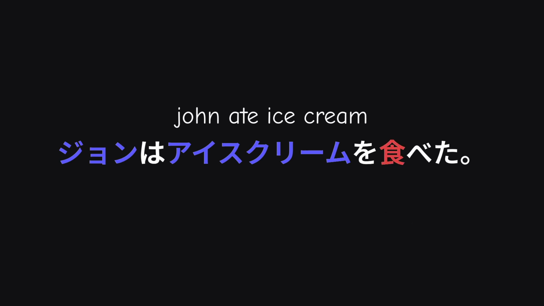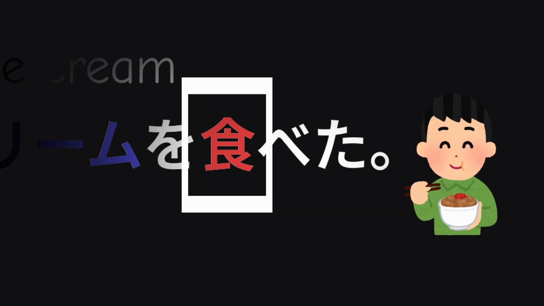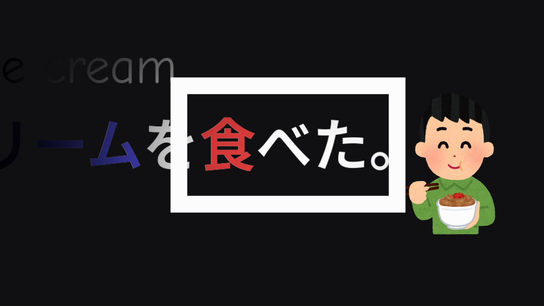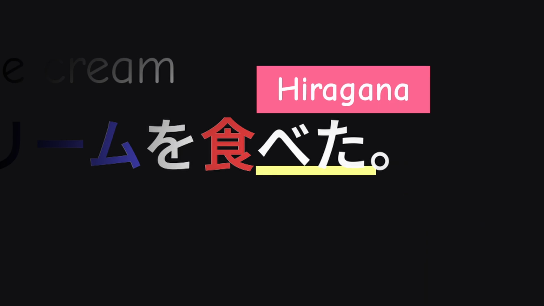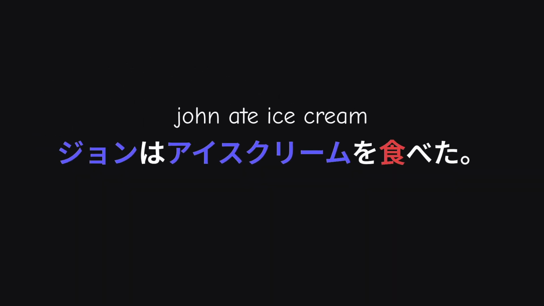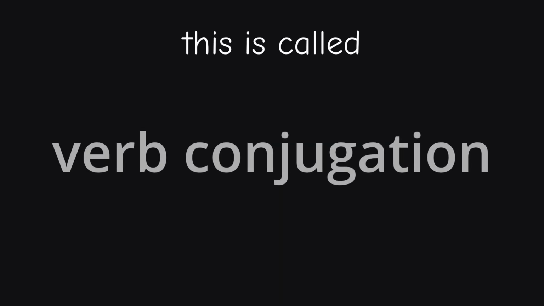Anyways, what about this Chinese character? I mean kanji. This is the character for eat. And as you can guess, this word means to eat. Well, what about this? This is hiragana, and it's mostly used for grammar. How so? Well, if we change this word from tabeta into tabenai, the sentence actually becomes John doesn't eat ice cream. This is called verb conjugation.